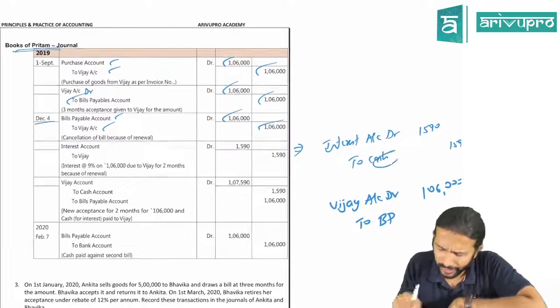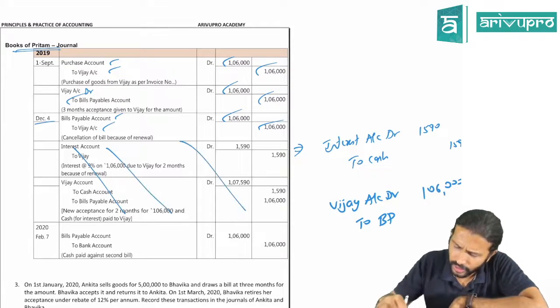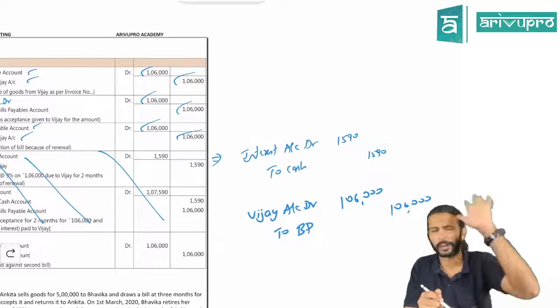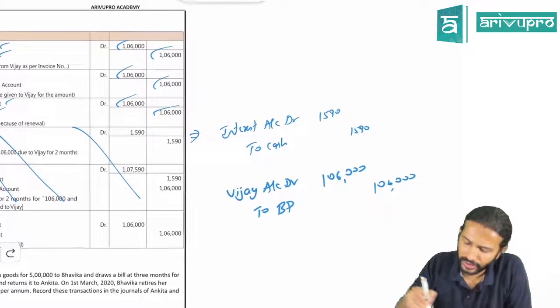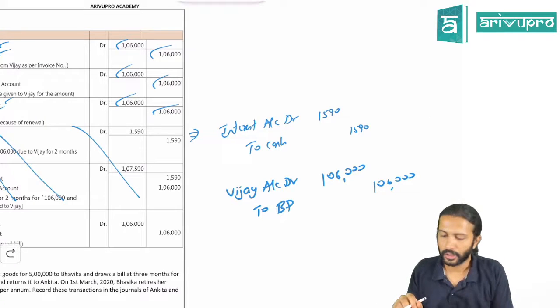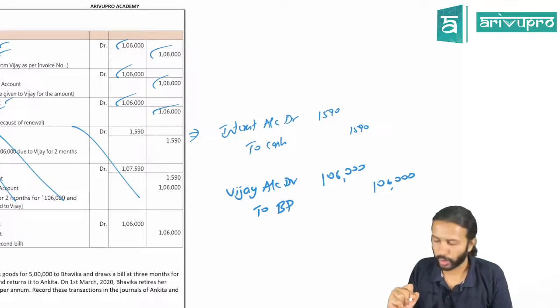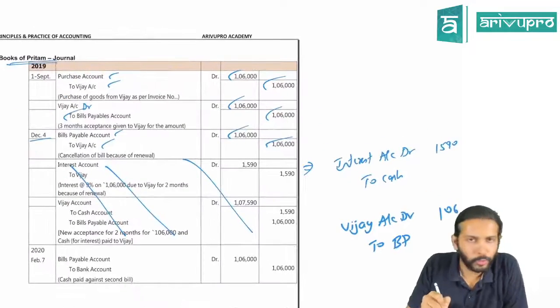You can pass this particular entry. Instead of crediting cash, they have credited Vijay. If you don't like this entry, you can substitute this entry, same funda. No change. Copy this in your notebooks, your call. Any doubts? No doubt.